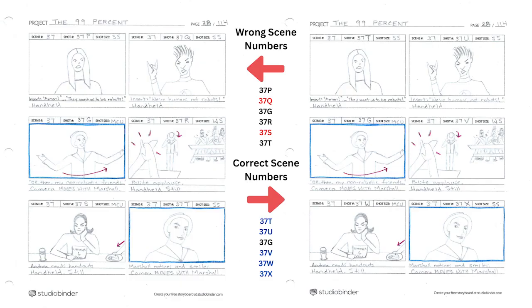And here's a storyboard from the same scene. You can see that scene numbers 37Q and 37S had to be changed. But because letters are being omitted, all the letters following I have to be revised. So you'll see that the only scene number that remained the same was 37G because G comes before I.